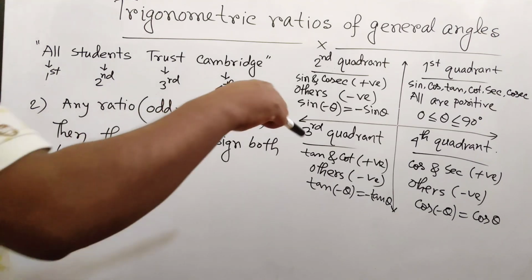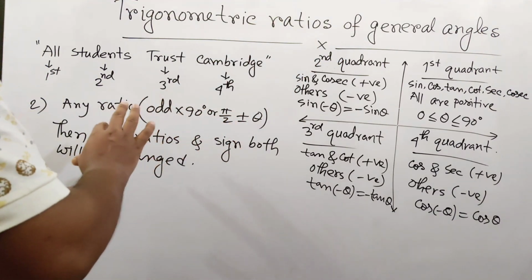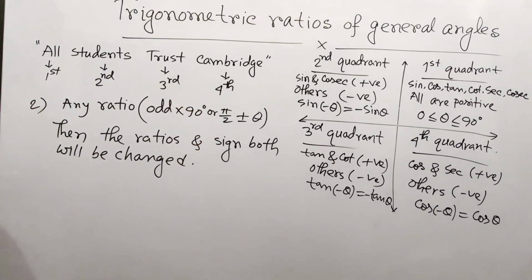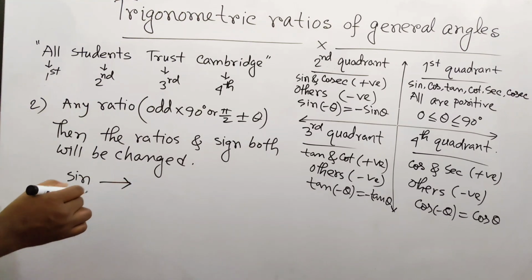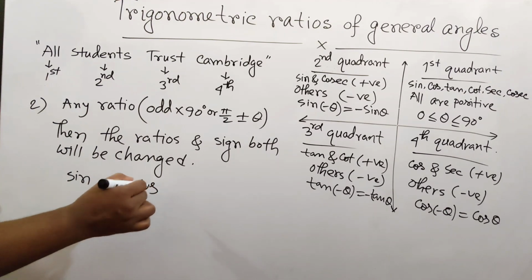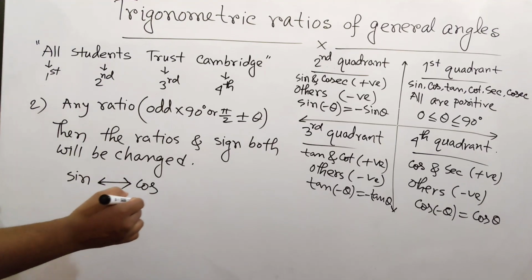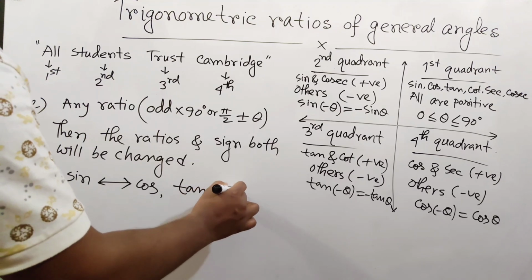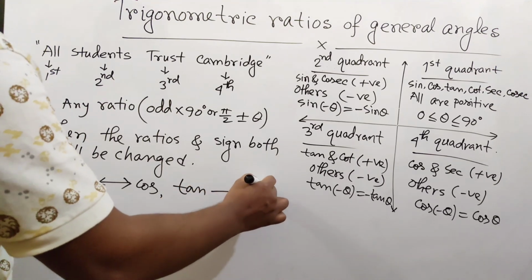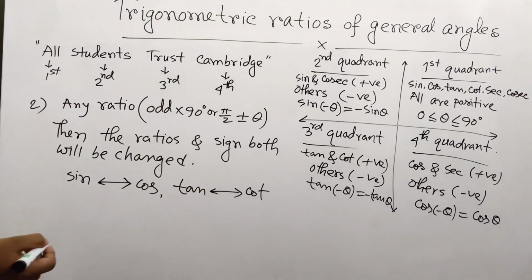We already know how the sign will change, but now we learn how the ratios will change. Keep in mind, if the given ratio is sine, after changing it should be cos, or if the given ratio is cos, after changing it should be sine. The same for tan: if the given ratio is tan, after changing it should be cot, or if the given ratio is cot, after changing it should be tan.